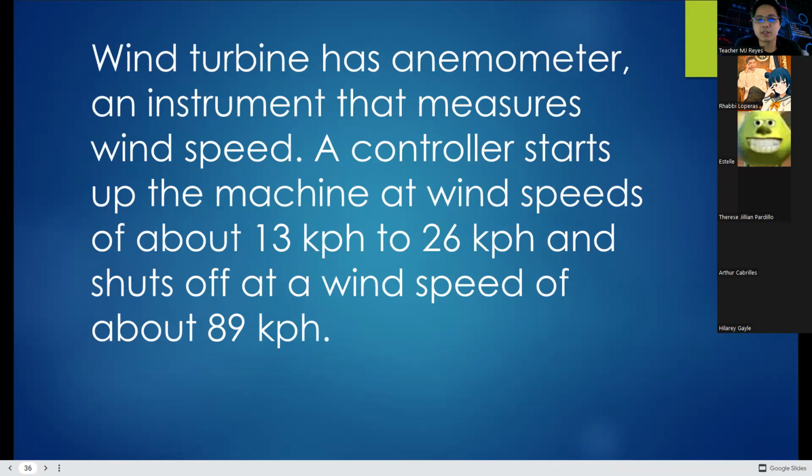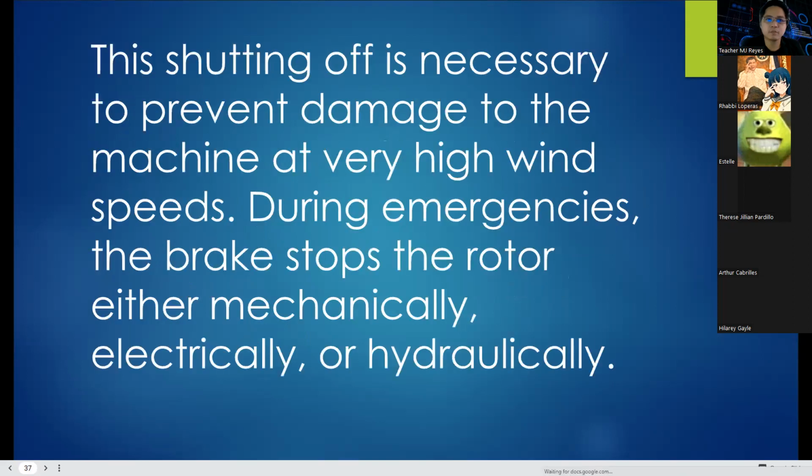A controller starts up the machine when the wind speed is about 13 kilometers per hour to 26 kilometers per hour, and shuts it off at a wind speed of about 89 kilometers per hour because it can actually destroy the equipment. This shutting off is necessary to prevent damage to the machine at very high wind speeds. During emergencies, the brake stops the rotor either mechanically, electrically, or hydraulically if it has hydraulics.